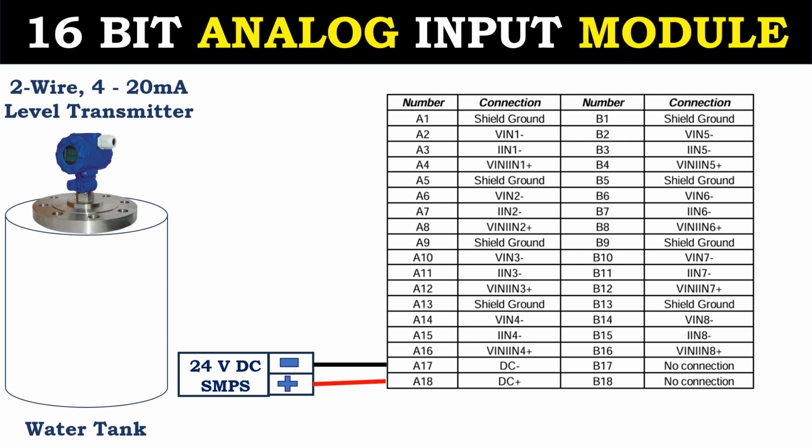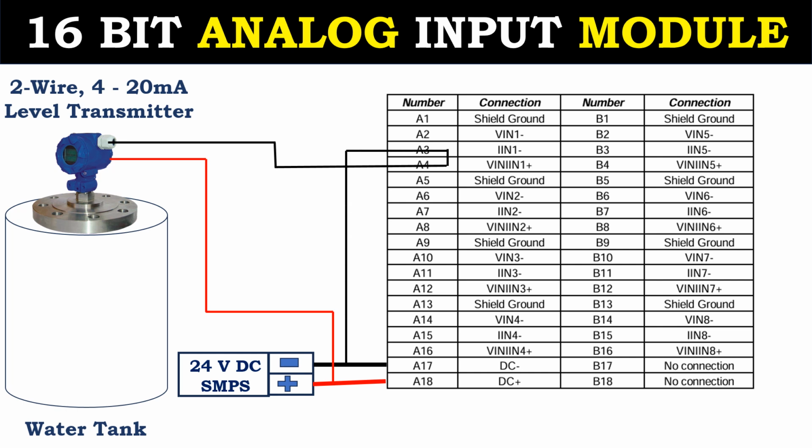First, we will apply 24 volt DC to the module's designated terminals A17 and A18 like this. Now, we will connect 24 volt DC positive from SMPS to the level transmitter, and the output from the transmitter will be connected to SMPS negative through A4 and A3 terminals like this. Now, the tank level is 0, so the transmitter is sending a 4 mA signal to the analog input module.